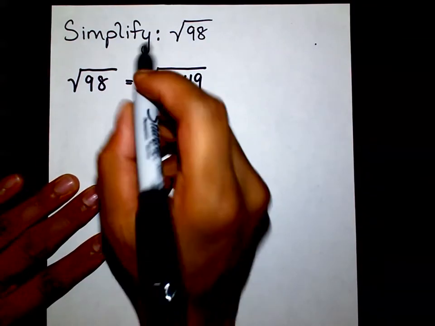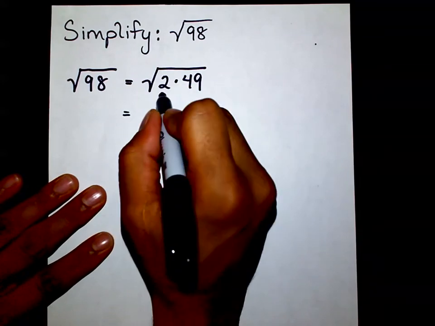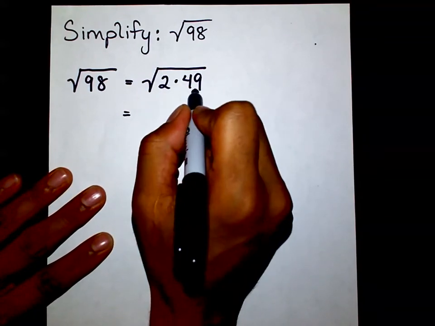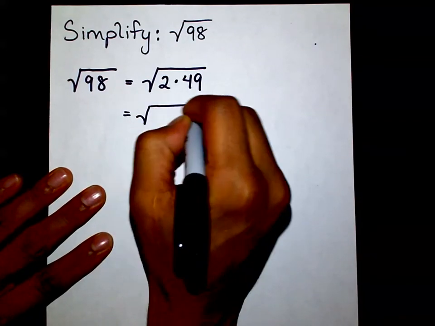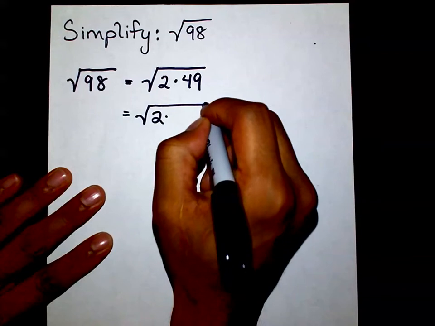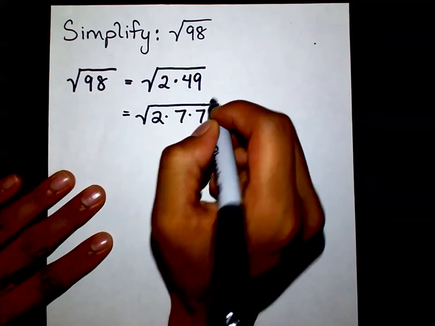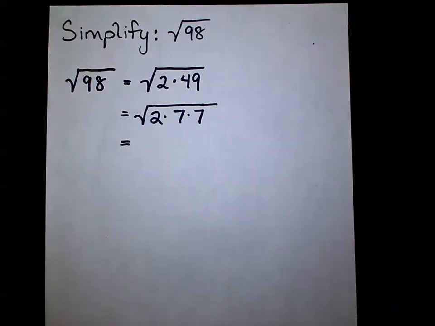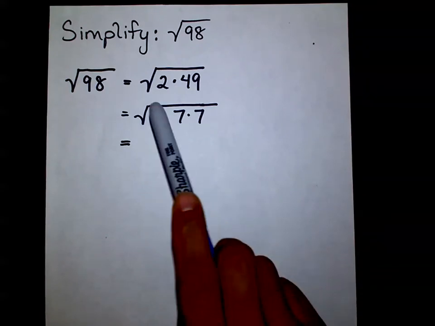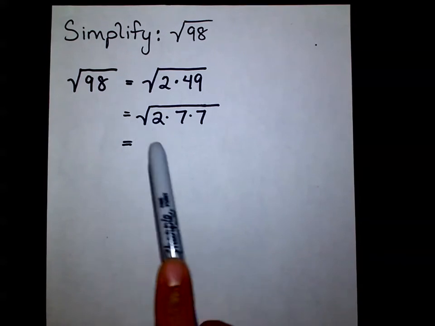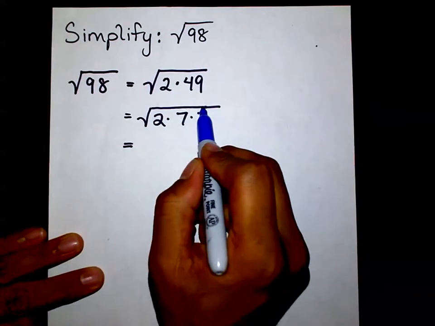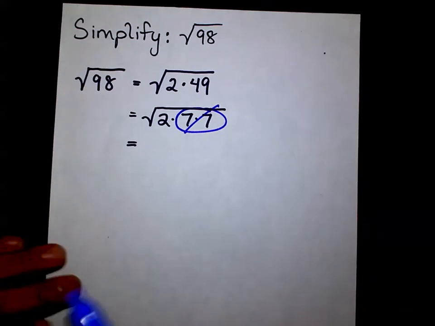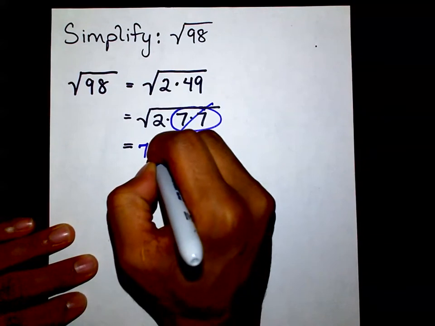Now from here, I'm going to continue to break down each one of these numbers. I can't break down the 2. I can break down this 49 into 7 times 7. So keep the 2, rewrite 49 as 7 times 7. Now here's where I start my simplifying process. I can't break down any one of those numbers, but I do have a number twice, and because this is square root, I'm looking for a number twice. I have 7 twice. I'm going to circle it, cross it out, and to represent that, I'm just going to do 7 times.